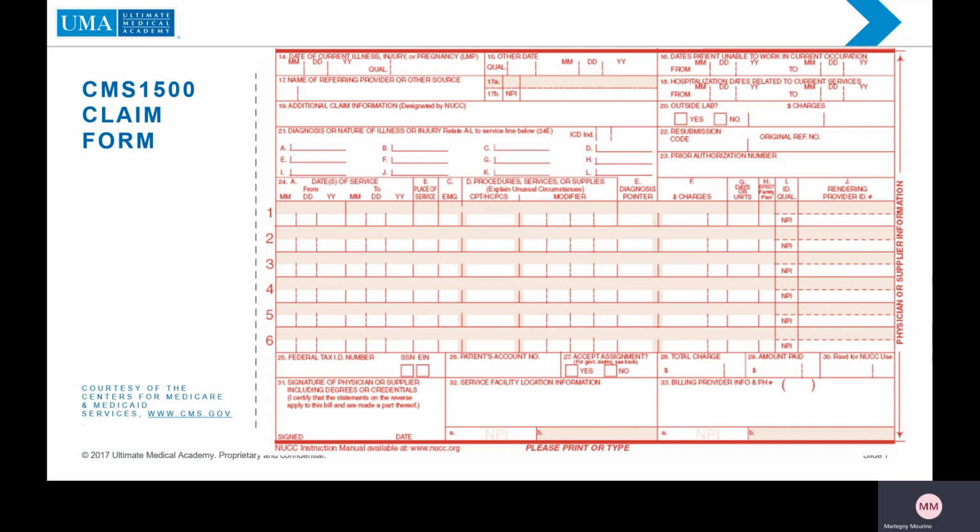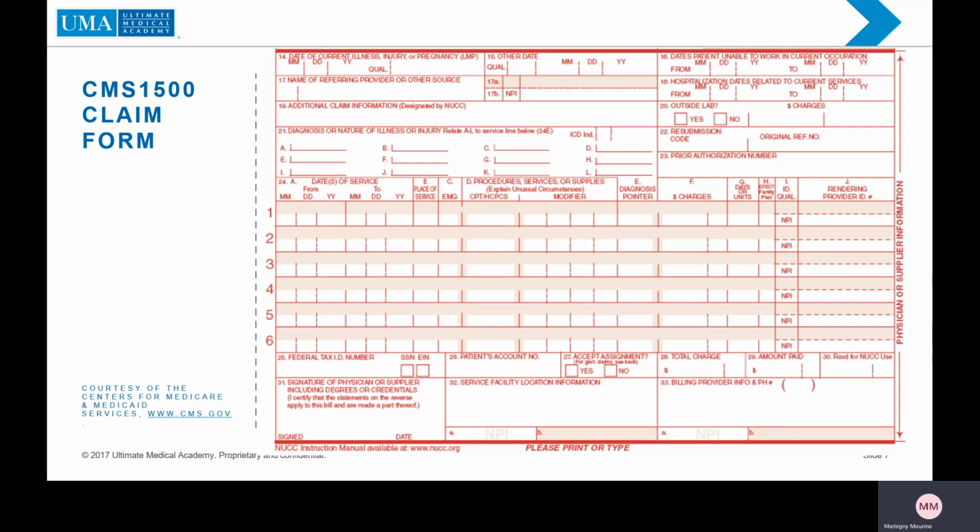24E says diagnosis pointer. For the diagnosis pointer, what we're doing here is playing a matching game between 21 and 24. What we are essentially saying is that the procedure I listed here relates or correlates to, let's say, diagnosis E and K, for example. So you would put E and K over here in 24E. So you're matching the procedures to the diagnosis. The reason why we did this procedure is because of this diagnosis or diagnoses. Okay? Perfect. So that was 24E.